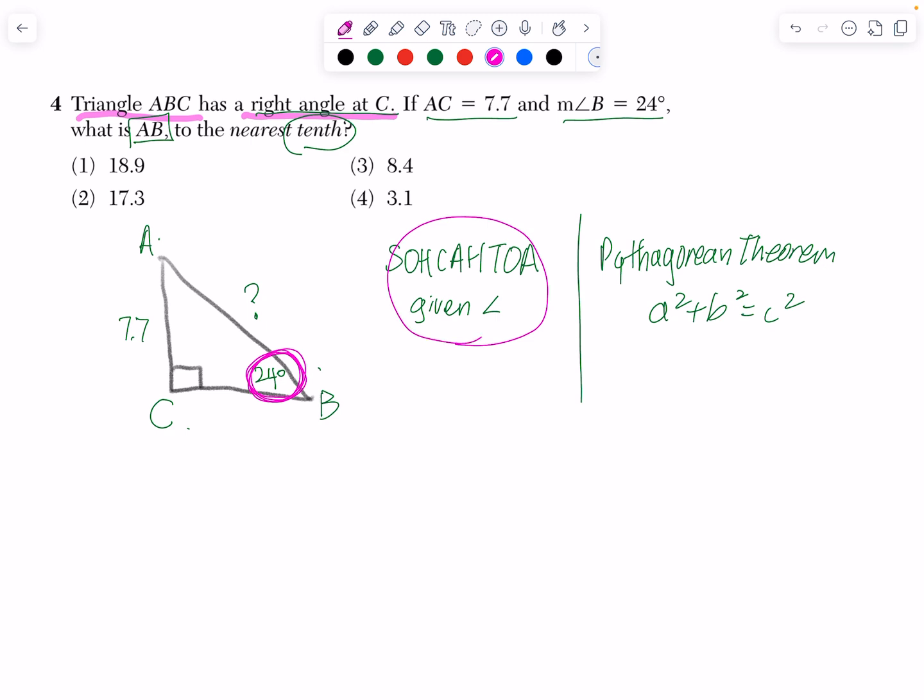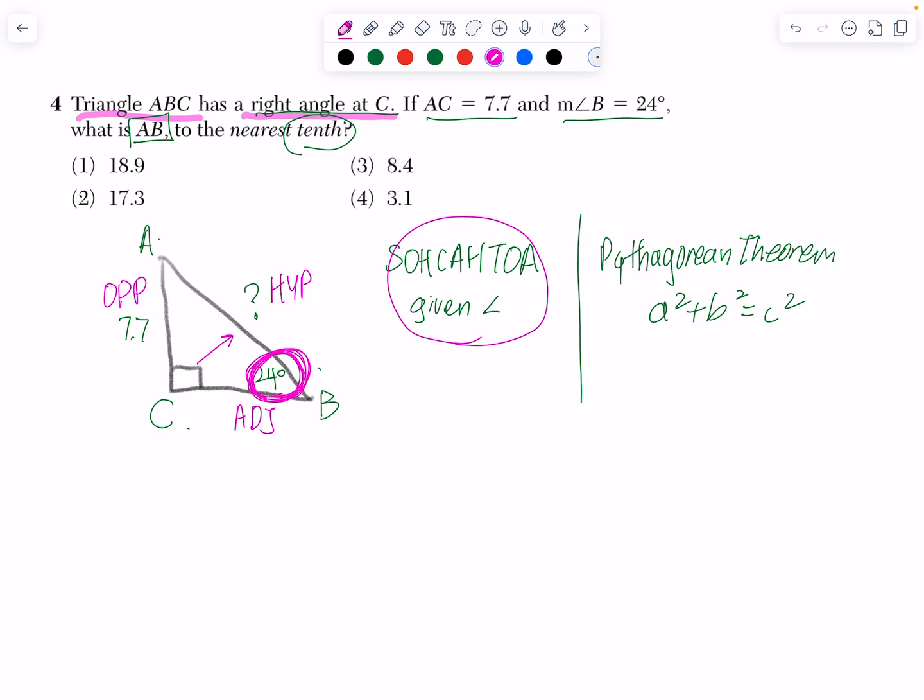So first, we're going to label the hypotenuse. Hypotenuse is across the right angle, so HYP. Next, we're going to label adjacent. Adjacent means next to the circled angle. And then finally, we're going to label the opposite, which is far from or across from that circled angle.